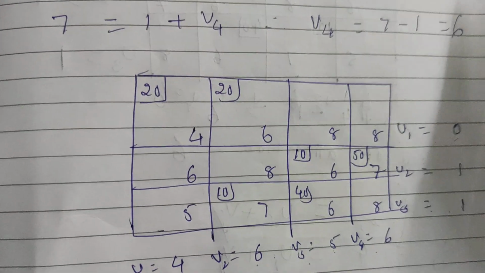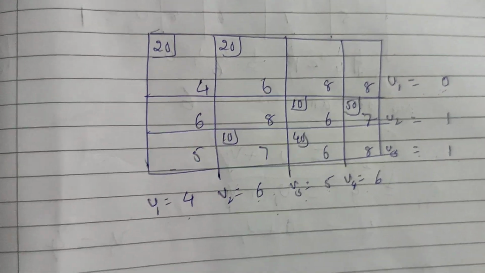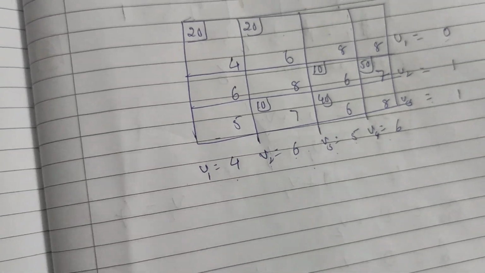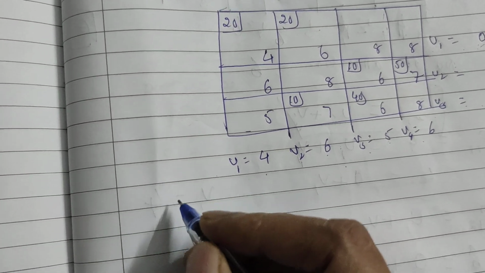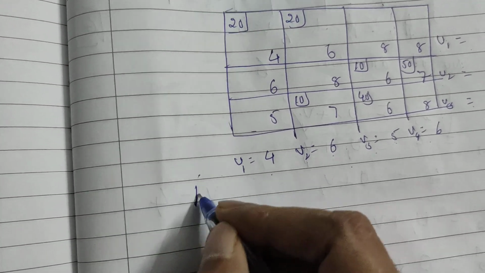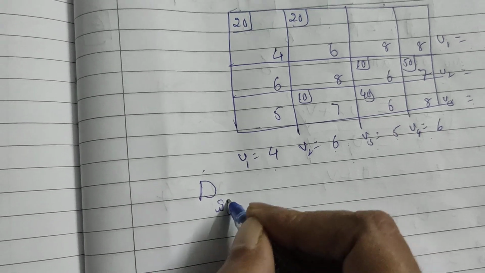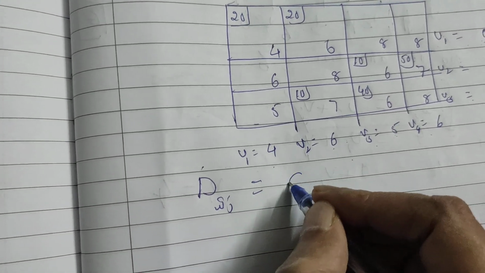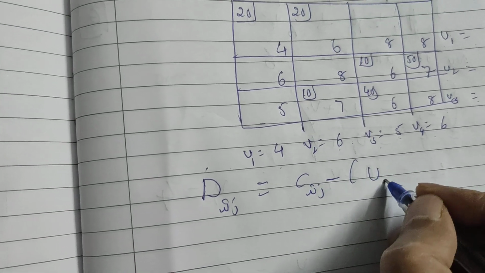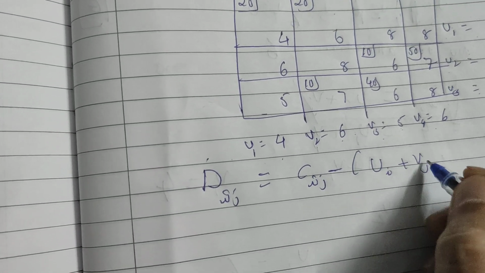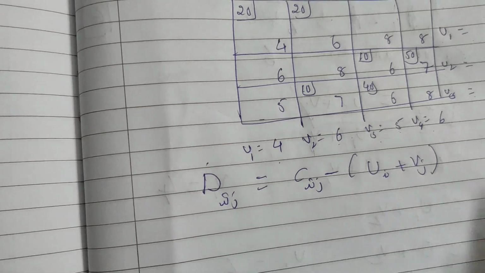Next I will explain the previous one. Like that, we are fine for the U and V. Next I will go for the dij. This is the capital Dij or small dij, both are equal. Dij is equal to Cij minus (Ui plus Vj).